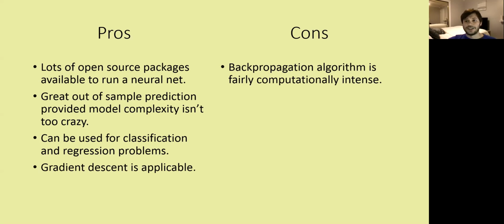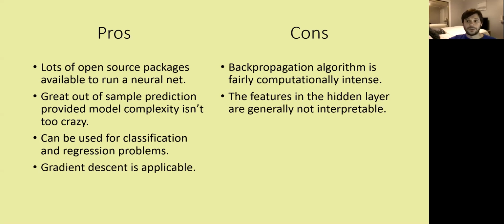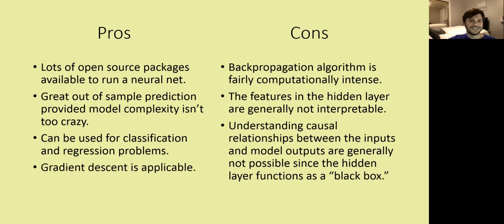Downside, backpropagation is computationally intensive. And unfortunately, if we're looking for a transparent model, we don't really get that with the neural net because of the nature of the hidden layer here. Okay, features are generally not interpretable, as well as the coefficients associated with those features and the partial effects, which means untangling causal relationships can be a little tricky at times with the neural net.